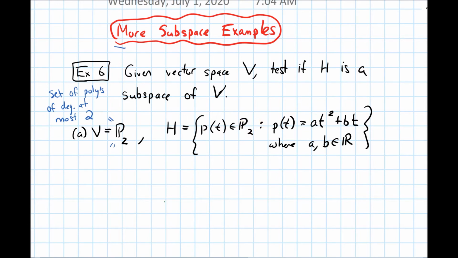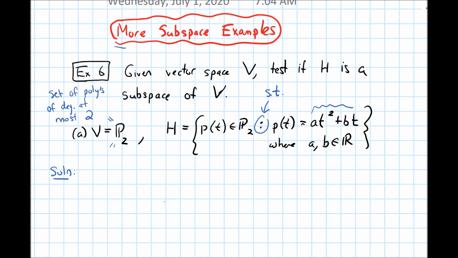Remember, the colon means such that, such that P of t equals A t squared plus B t, where A and B are reals. Okay, so the polynomials in my set have this form. They look like this. Okay, so let's talk about how to solve this.